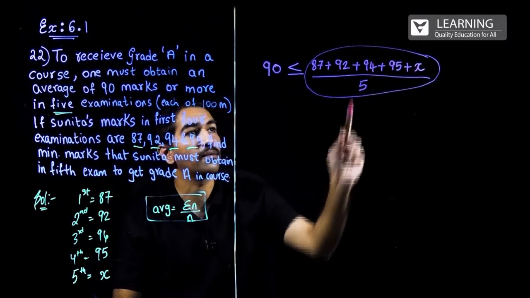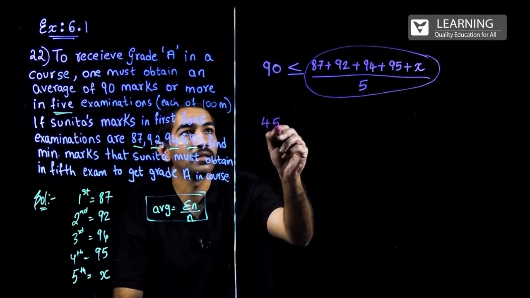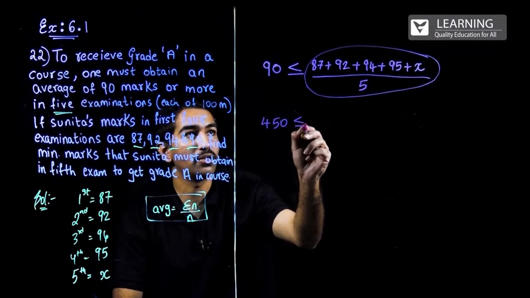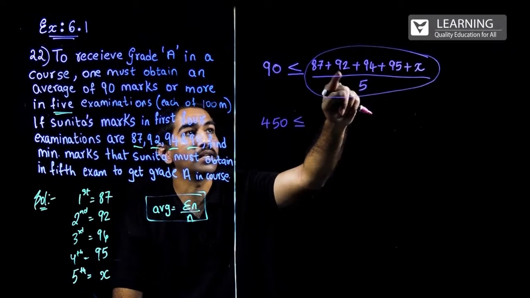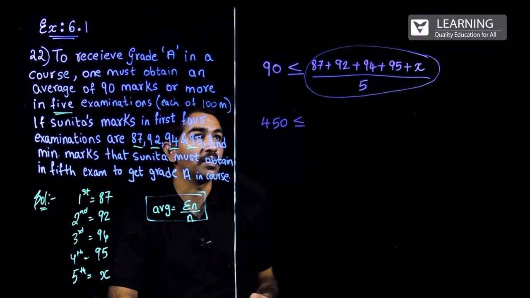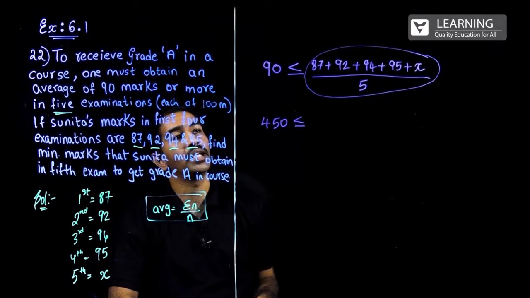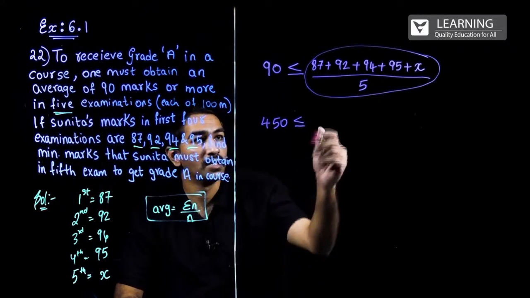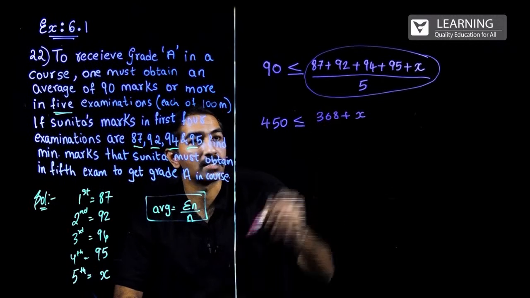So what is this x we have to find out here? Cross multiply 5, what will happen? 90 5s are 450. That is lesser than or equal to. So add this up, students. 95, 94, 92, 87. That will become 275, 279, 281, 281 plus 80, 361, 361 plus 7, 368. So here we are getting 368 plus x.